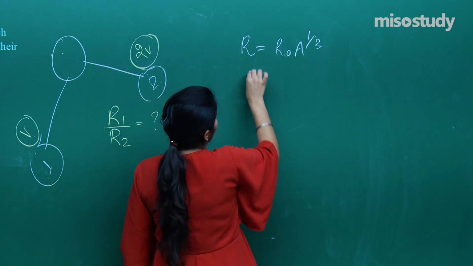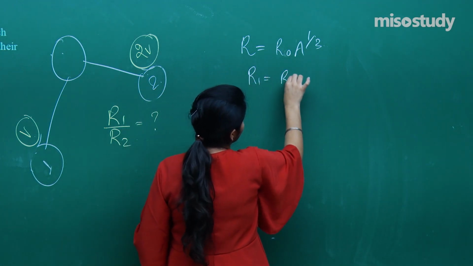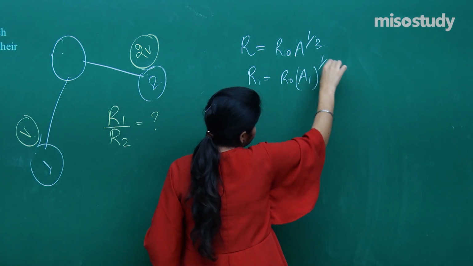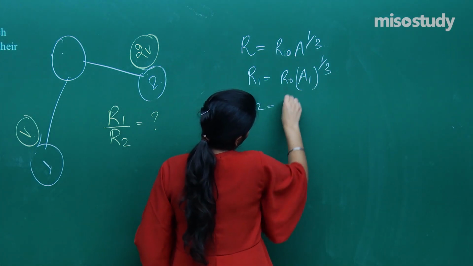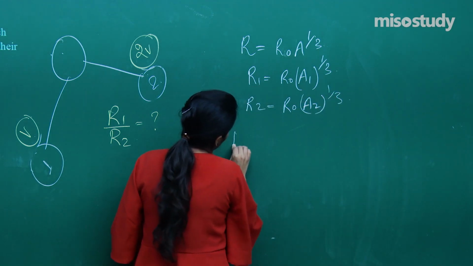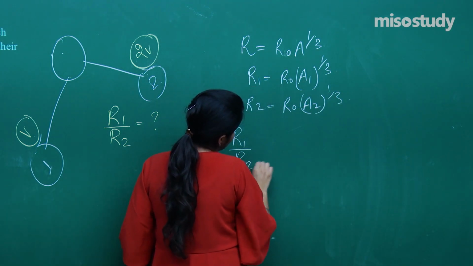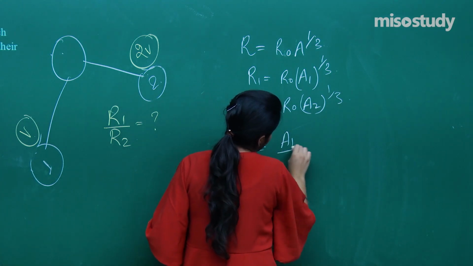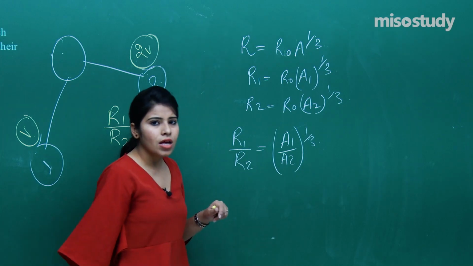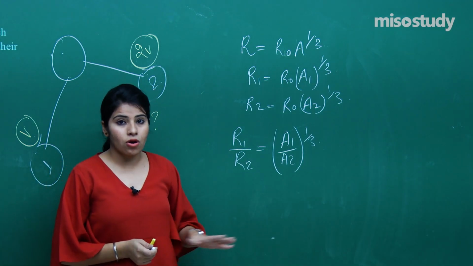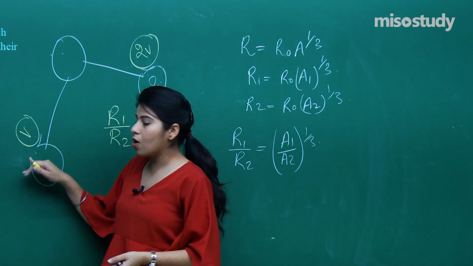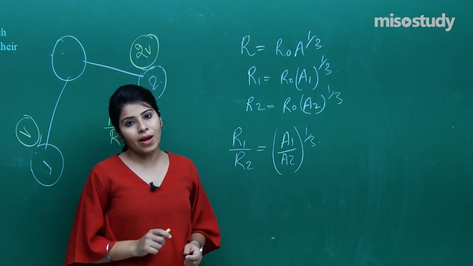So R1 will be R naught A1 raised to the power 1 by 3, because R naught is constant, and your R2 will be R naught A2 raised to the power 1 by 3. So from here your R1 upon R2 is coming out to be A1 upon A2 raised to the power 1 by 3. Now in the question we are not being given this situation. In the question we have been given the velocity, and that we have to apply over here.